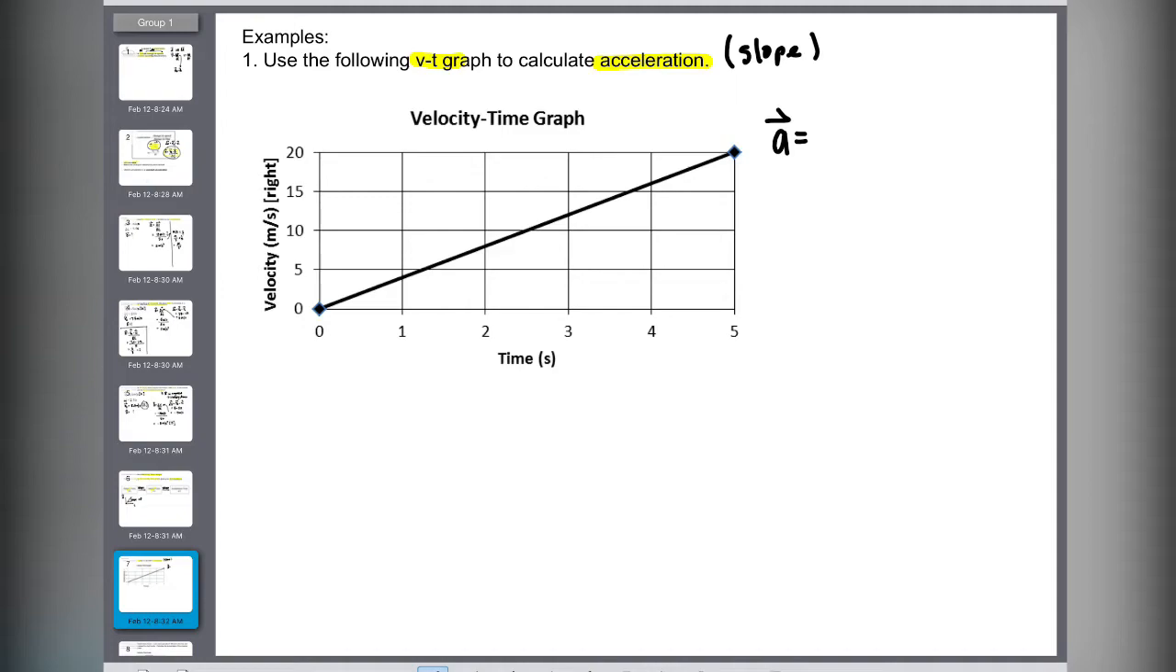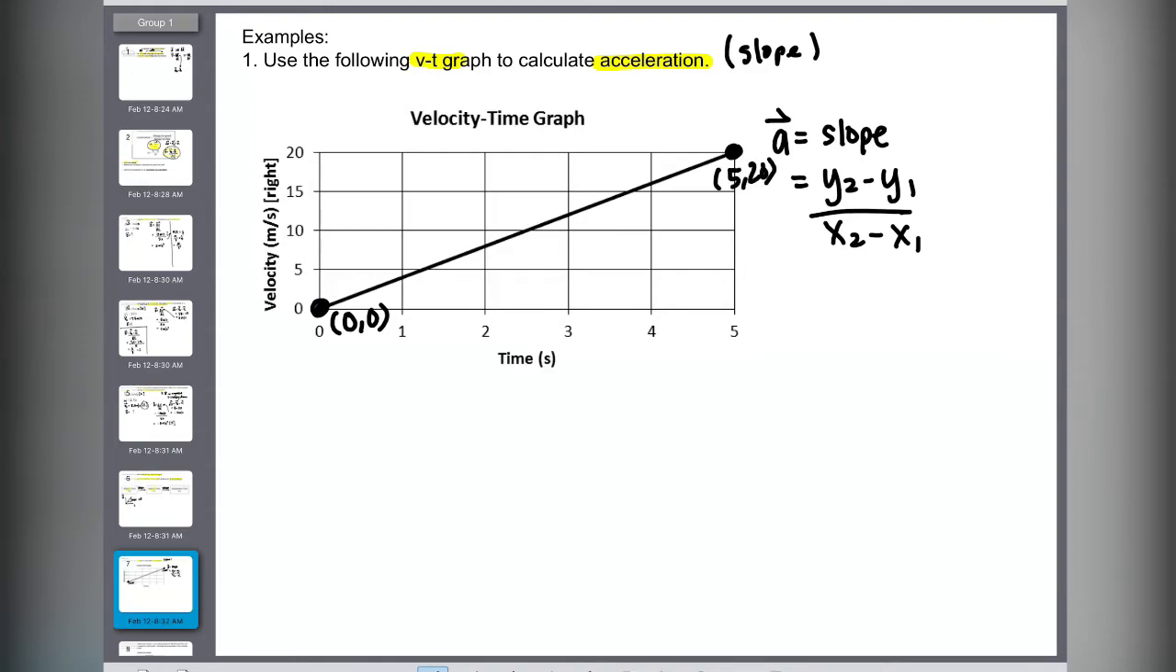Okay, and you know how to find the slope. We've done it numerous times. But this time I'm writing A. Acceleration is what I'm finding, and I need to calculate the slope. Slope is y2 minus y1 over x2 minus x1. So you pick 2 points. They already picked for you.